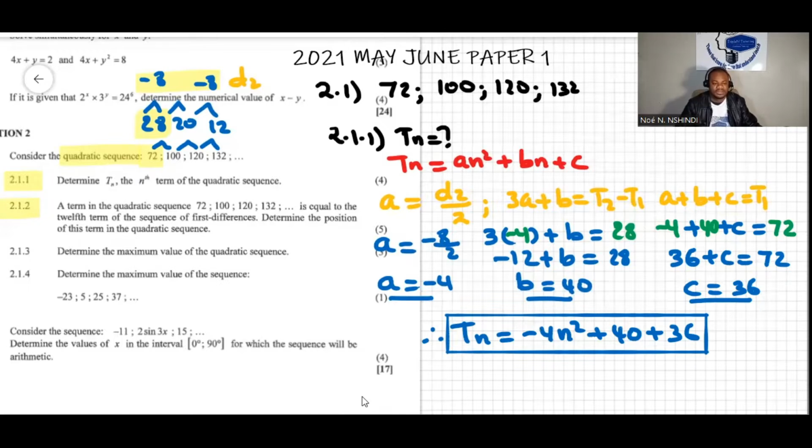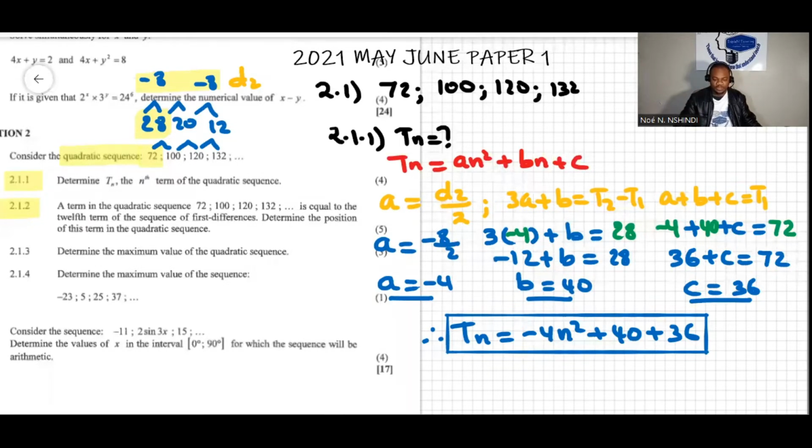The question says that a term in the quadratic sequence 72, 100, 120, 132 is equal to the 12th term of the sequence of the first differences. Determine the position of this term in the quadratic sequence. All right.